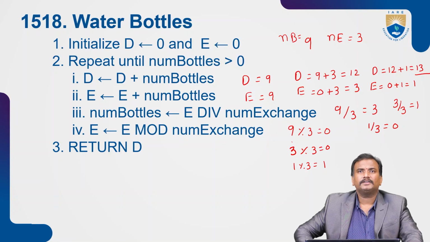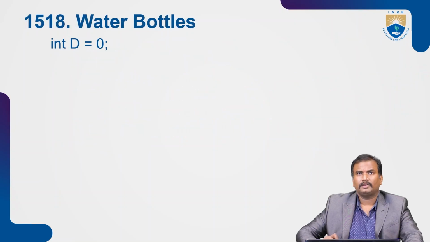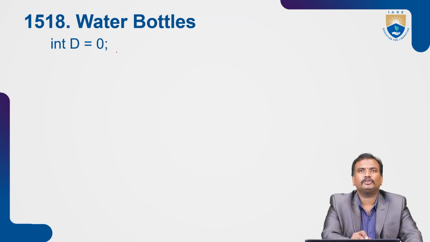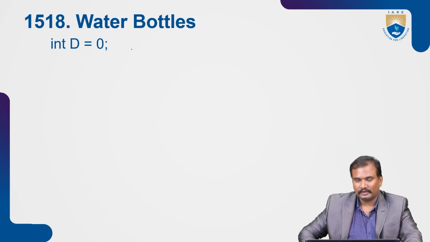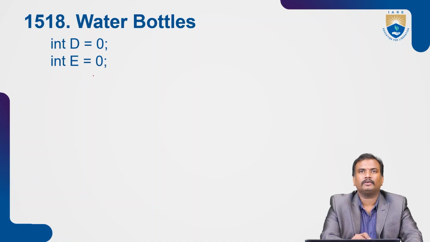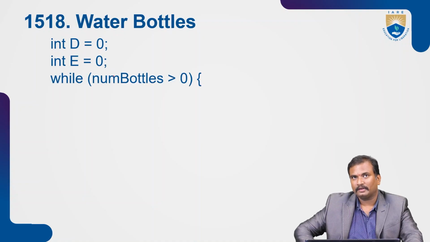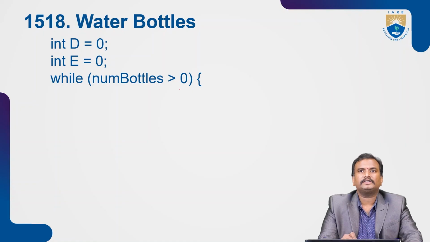Now we'll go with the step-by-step Java code. int D equals 0. We are taking the int variable D as the drink bottles, which equals 0, and then E equals 0, the empty bottles equals 0. While number of bottles is greater than 0, here we are taking the loop. Here we are taking a while loop, that is while number of bottles is greater than 0.